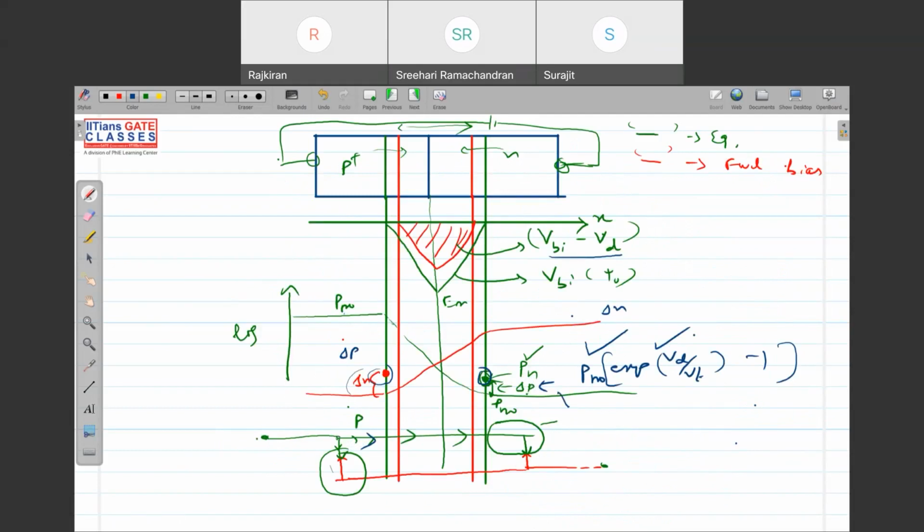Okay, but here, if you see, the net concentration in the N side, if I say net electron concentration, Nn equal to Nn0 plus del N, okay, del N equal to del P. What is that? This Nn0 is far greater than del P. Ready? So I can write Nn approximately equal to Nn0. Clear?